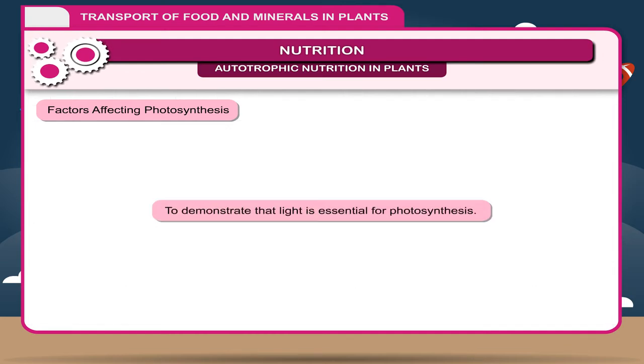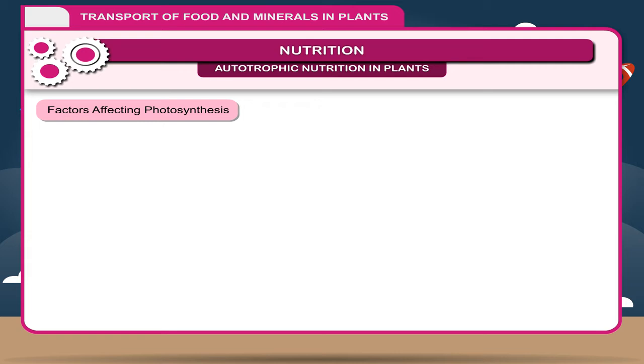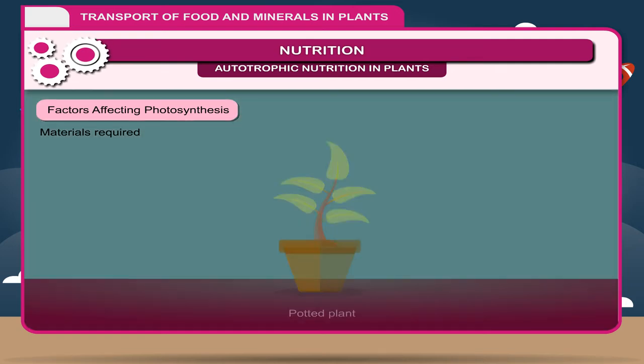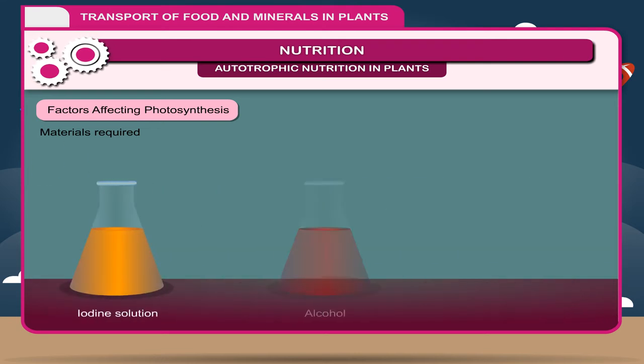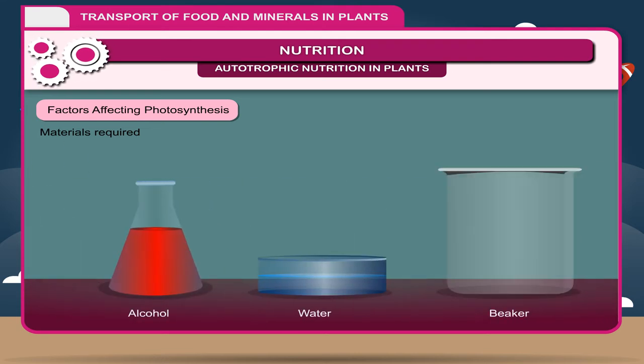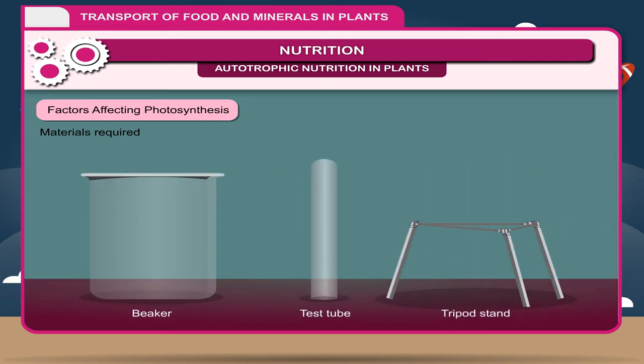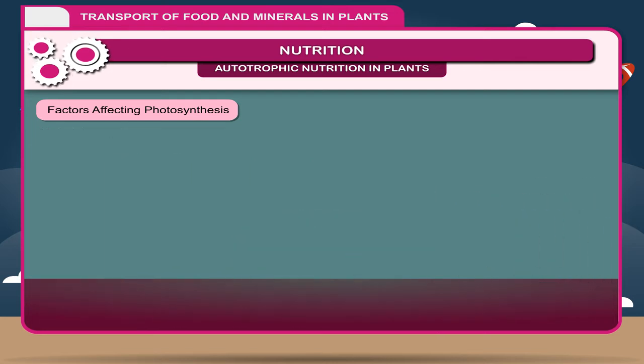Activity. To demonstrate that light is essential for photosynthesis. Materials required. A potted plant. Leaves should be broad. Black paper. Iodine solution. Alcohol. Water. Beaker. A test tube. Tripod stand. Wire gauge and a burner.